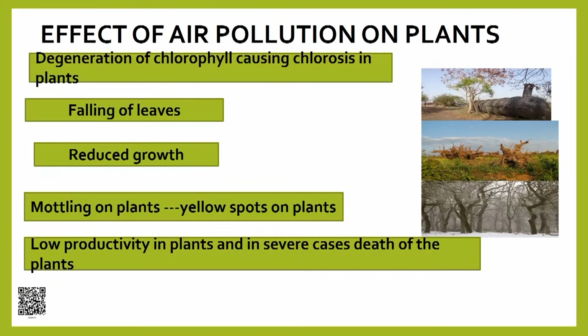The effects of air pollution on plants include degeneration of chlorophyll causing chlorosis, falling of leaves, reduced growth, mottling, meaning yellow spots on plant leaves, low productivity in plants, and in severe cases death of the plant. A plant will not survive if too many pollutants are absorbed by its leaves. Air pollution is also responsible for two major ecological problems, the greenhouse effect and the ozone hole. Now we will talk a little bit about the greenhouse effect.